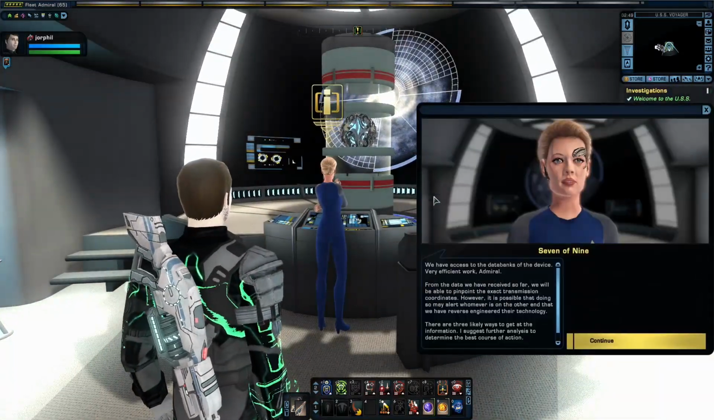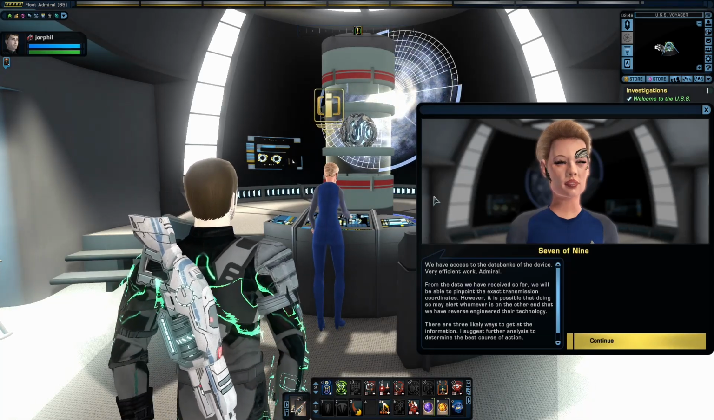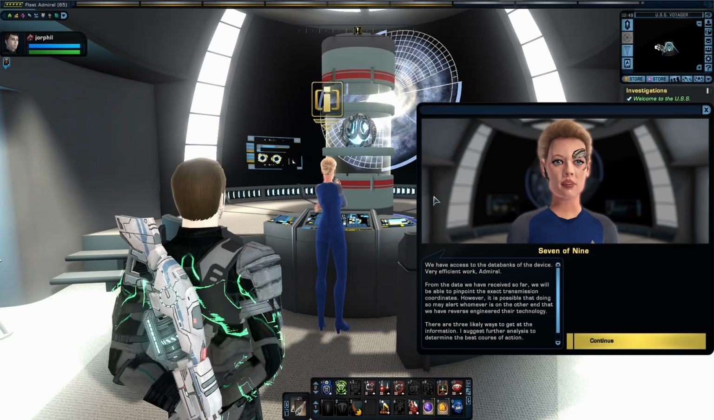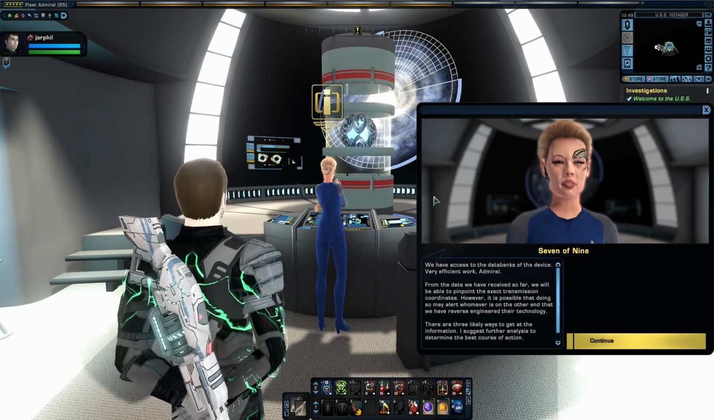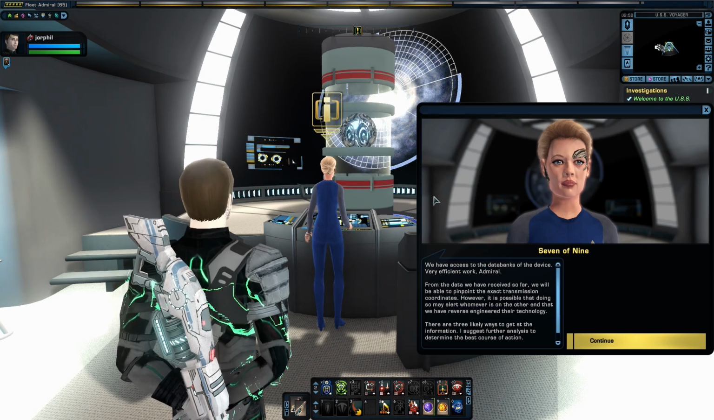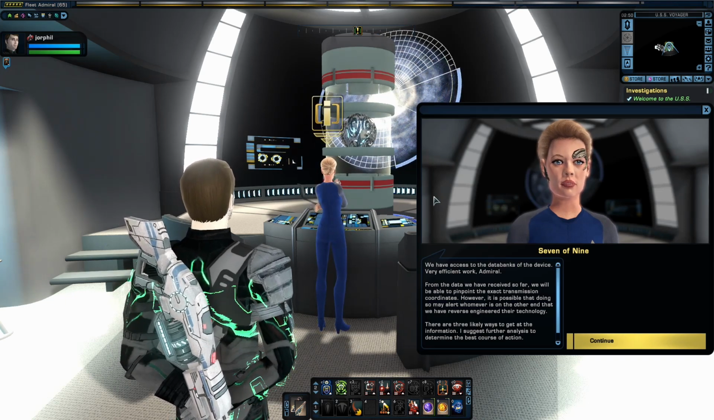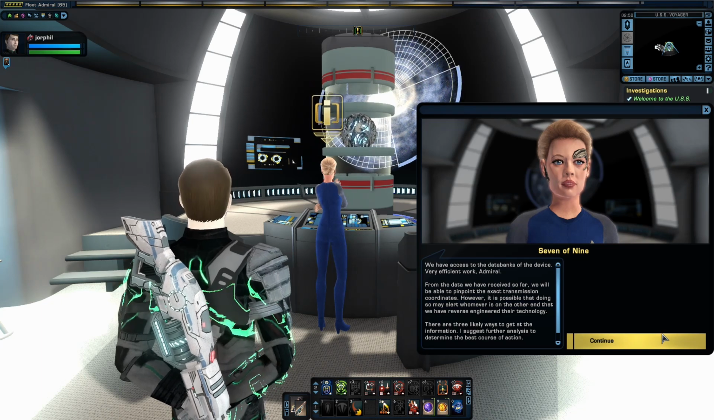We have access to the databanks of the device. Very efficient work. From the data we have received so far, we will be able to pinpoint the exact transmission coordinates. However, it is possible that doing so may alert whomever is on the other end that we have reverse-engineered their technology. There are 3 likely ways to get at the information. I suggest further analysis to determine the best course of action.